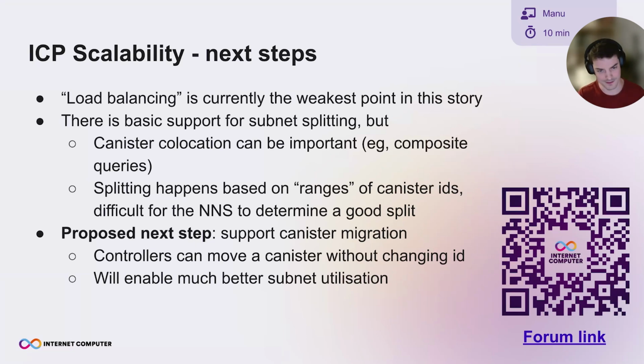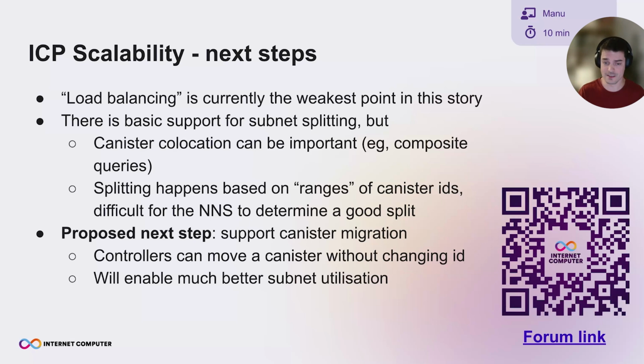But there are practical concerns with that, mainly that canister co-location is important, and it's difficult for the NNS. It's NNS driven, and it's difficult for the NNS to find a good way to split. So that's not ideal. DFINITY therefore thinks that in the midterm, the most important thing to do is support canister migration: allowing a canister controller to move a canister from one subnet to another without changing the canister ID.